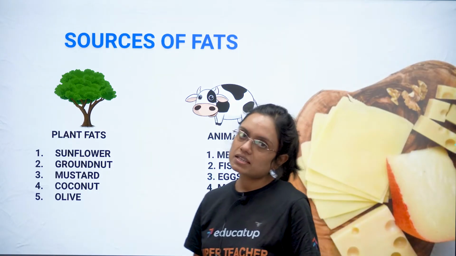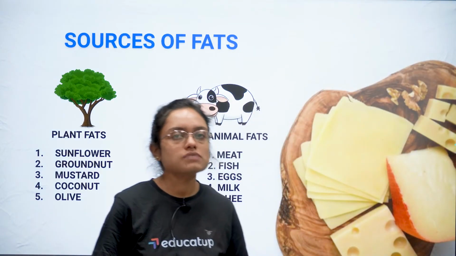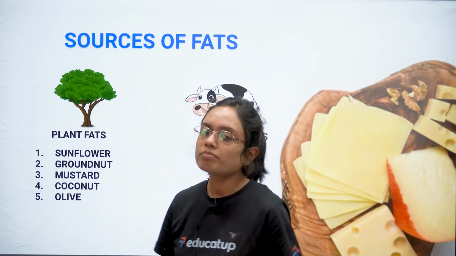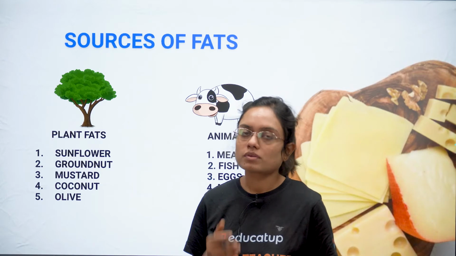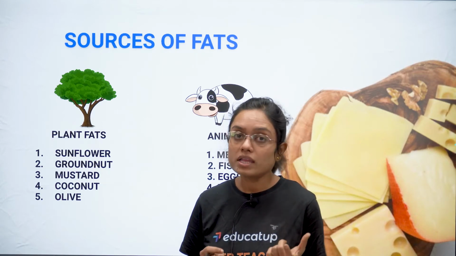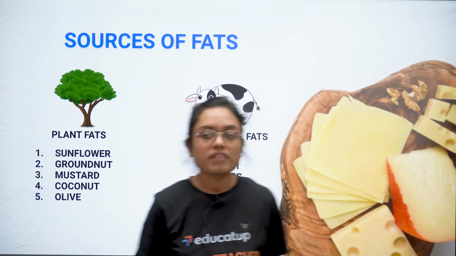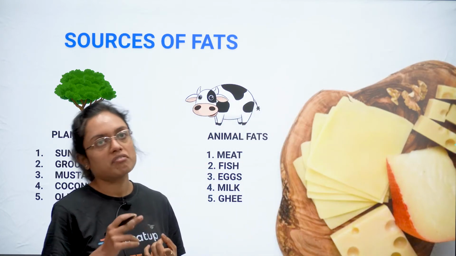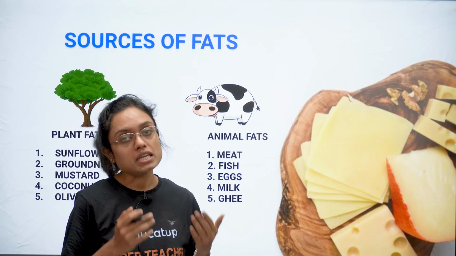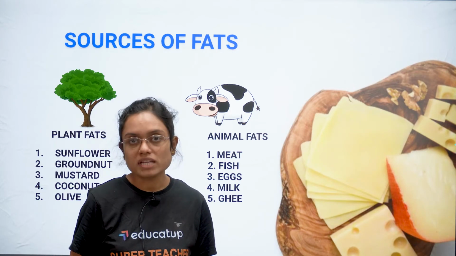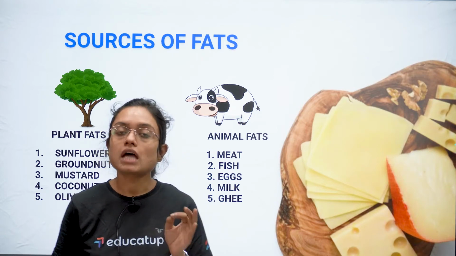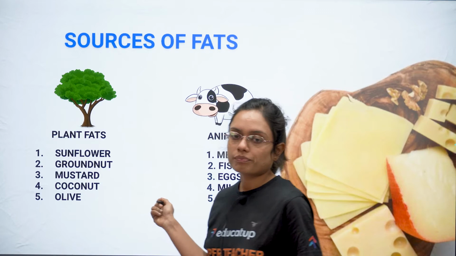Now, sources of fats. As we have discussed the sources of proteins from plant and animal sides, similarly we are going to discuss in case of fats. In case of plant fats, the sources are sunflower, groundnut, mustard, coconut, that is your nariyal, olive, zaitun. Now, in case of animal fats, we have meat, fish, eggs, milk and ghee. Very easy to find and very easy to intake as well, but again be very careful about how much it has to be consumed.